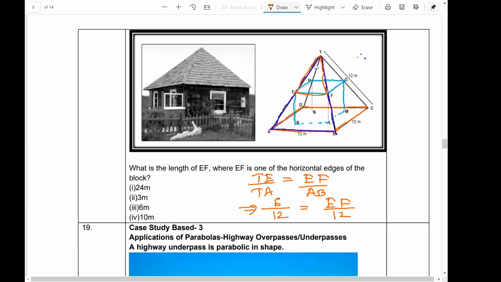And we can find EF. So 12 and 12 will cancel. So EF is equal to 6 meters. That is option 3, the right answer for this question. Here ends question number 18, the case study question.